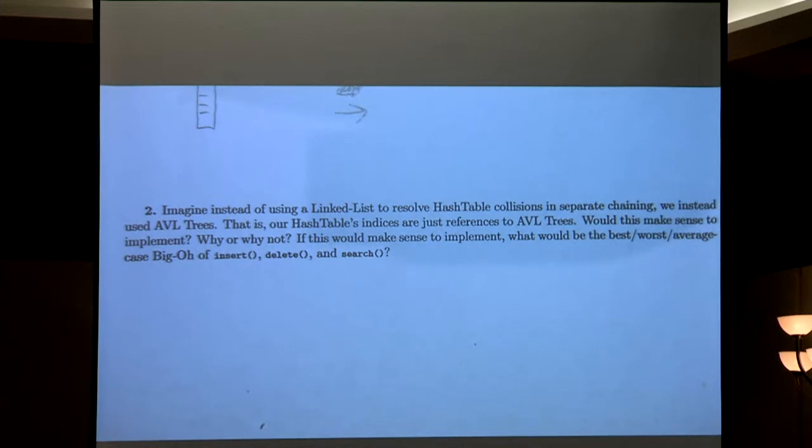But he could pose this and then give you a table that's like big O, insert, delete, search, what is it? He could describe this nested data structure, which I don't think is that crazy to think about. It's just a hash table where you use an AVL tree instead of a linked list. And he would ask, what's the big O of insert, delete, search now?